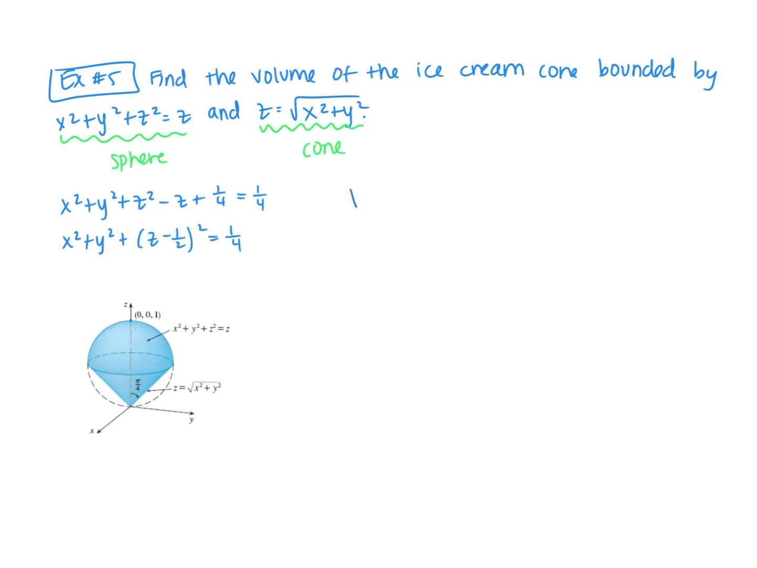So if we set up for volume, volume is the triple integral of 1 dv. So I'm going to leave us some space for our limits of integration. When we convert to spherical, that'll give us the rho squared sine of phi d rho d phi d theta.